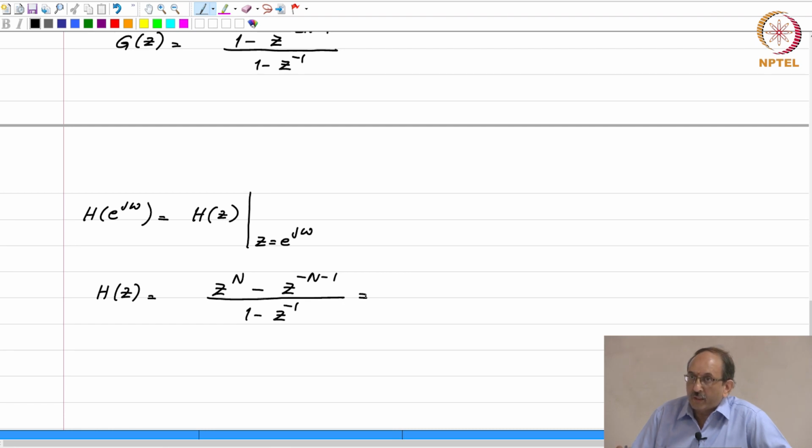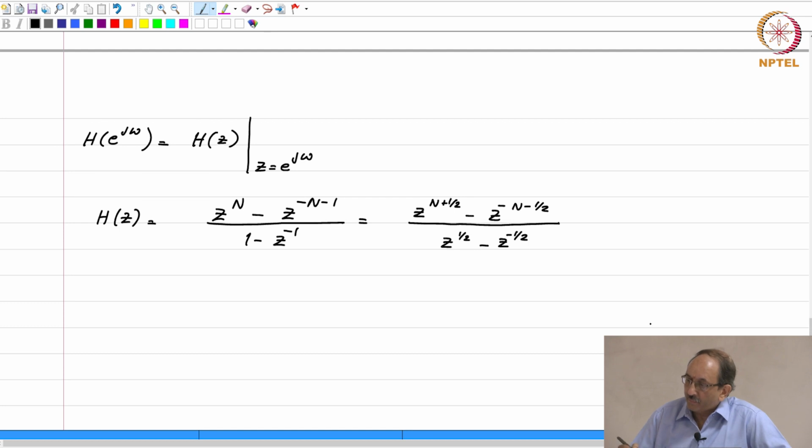Let me multiply the numerator and the denominator by z power half. So, this becomes z power n plus half, and this becomes this, and denominator if you multiply by z power half, this becomes z power half minus z power minus half. And the reason for doing this is we want the DTFT of the given sequence.